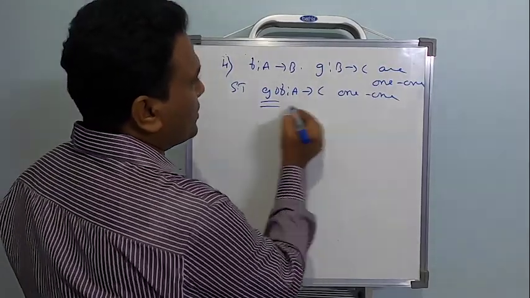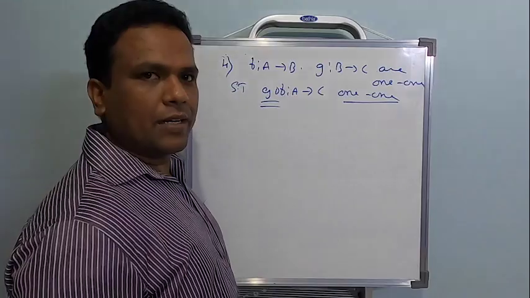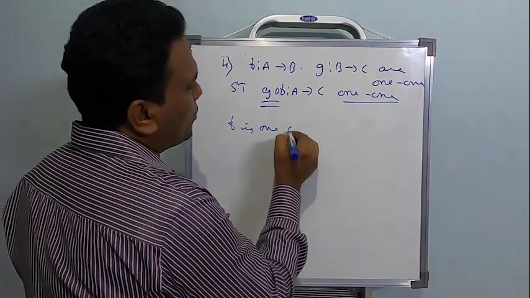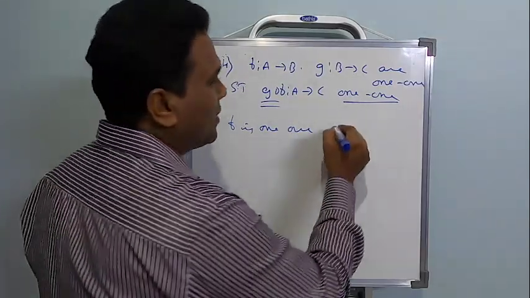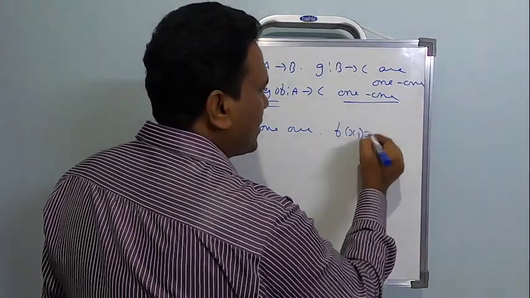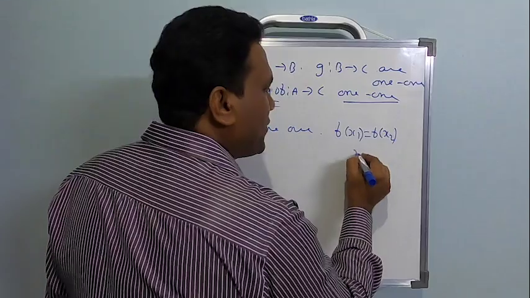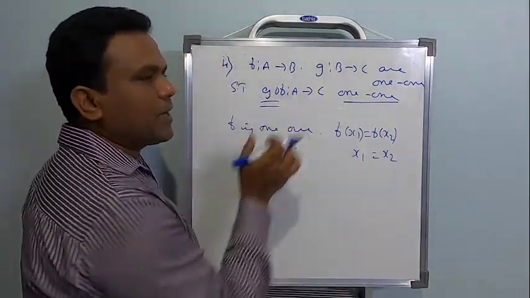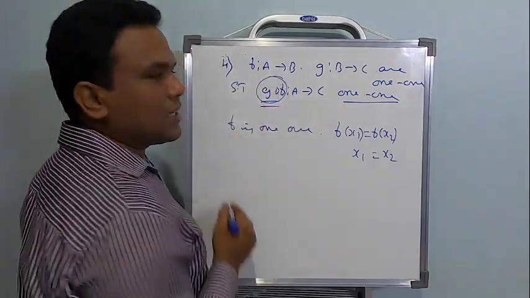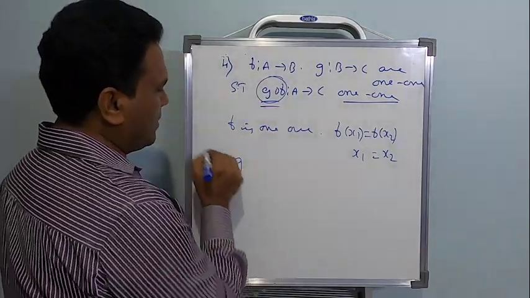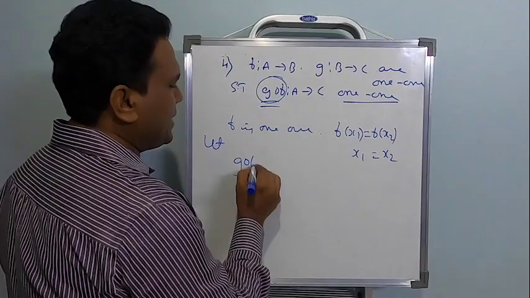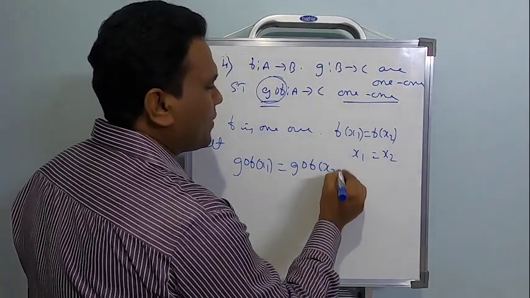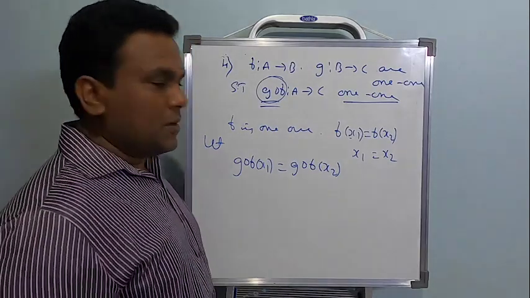I need to show g of f of x is 1-1, right? If you remember, a function f is 1-1, what's the condition we will start with? We will start with f of x1 equal to f of x2, and if it is 1-1, we will prove x1 equal to x2. This concept will be applied here. Then let us assume that g of f of x1 is equal to g of f of x2, similar to this, because this is the function.